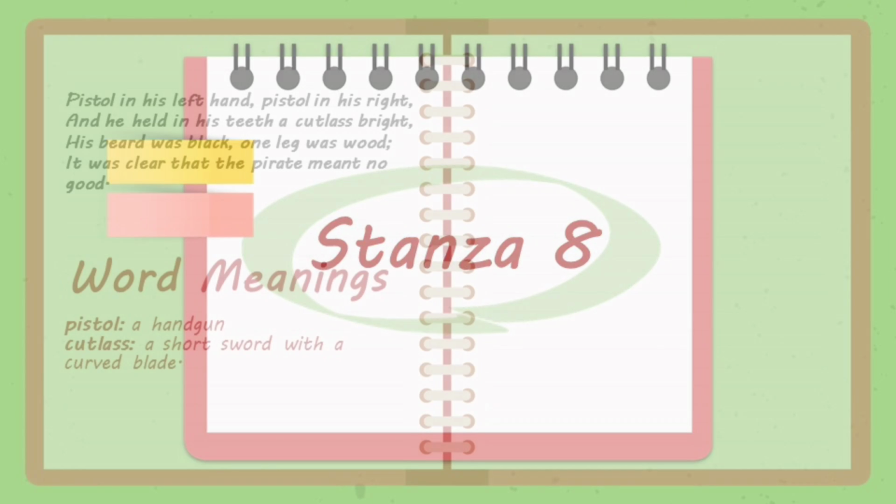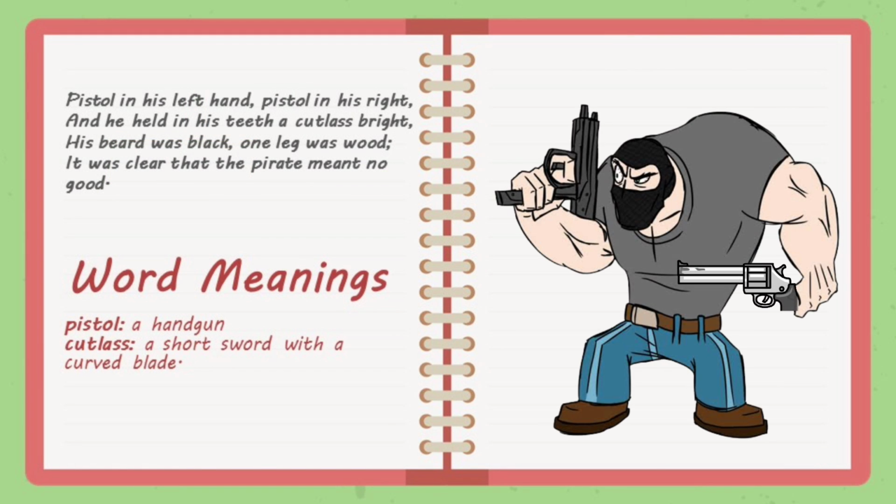In the 8th stanza, the pirate had a very fierce and frightening appearance. He carried a pistol in each hand and a small shining sword between his teeth. He sported a black beard and was crippled, for one of his legs was wooden. His sinister appearance indicated that he had evil intentions.